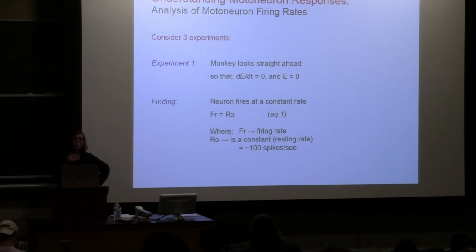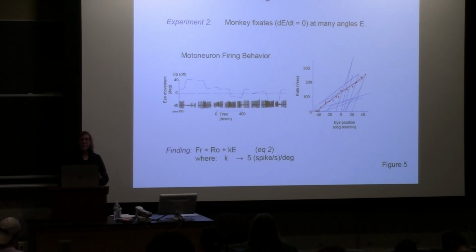And what he can do is record just the resting discharge, and he finds that the neuron fires at a constant rate. That's very steady state, nice steady state response when the animal's looking straight ahead. And on average, the firing rates are pretty high. They're like 100 spikes per second. Okay, then he does a second experiment.